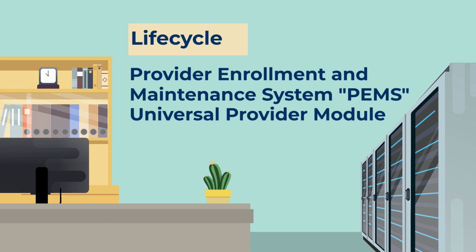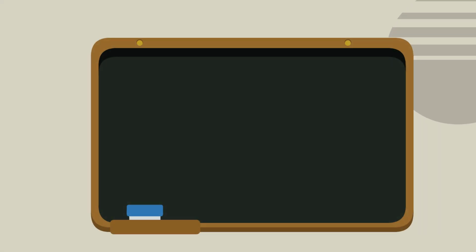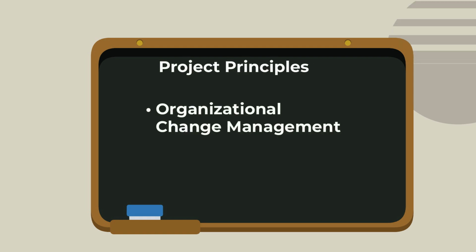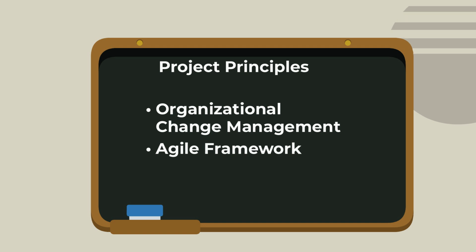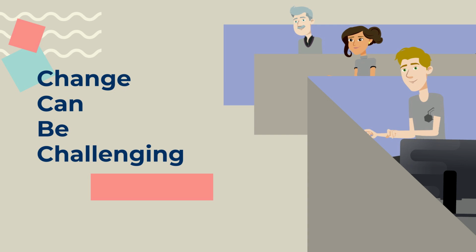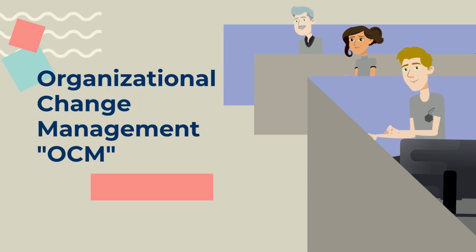Let's get started. First, let's consider the principles guiding this project, organizational change management, and that this project is conducted through an agile framework. Change can be challenging. That's why strong organizational change management, OCM for short, is crucial for the success of this project.